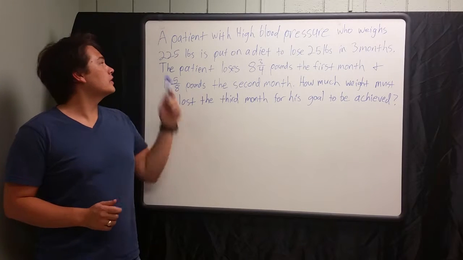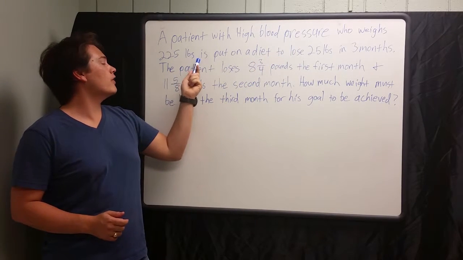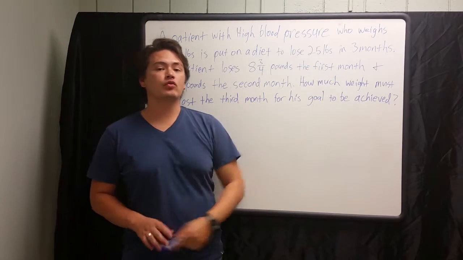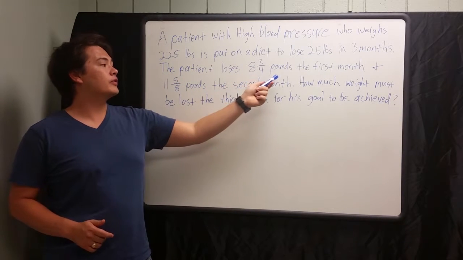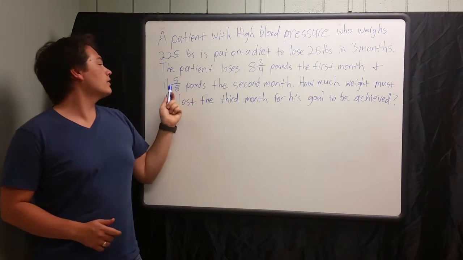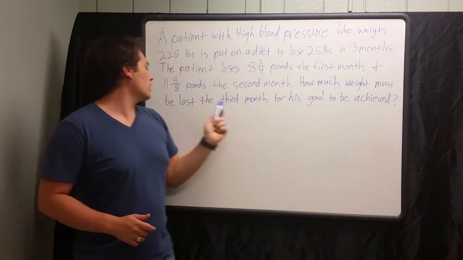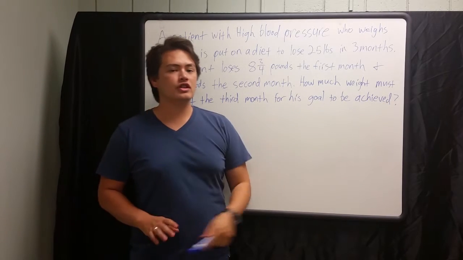This question is asking: a patient with high blood pressure who weighs 225 pounds is put on a diet to lose 25 pounds in 3 months. The patient loses 8 3/4 pounds the first month and 11 5/8 pounds the second month. How much weight must be lost in the third month for his goal to be achieved?